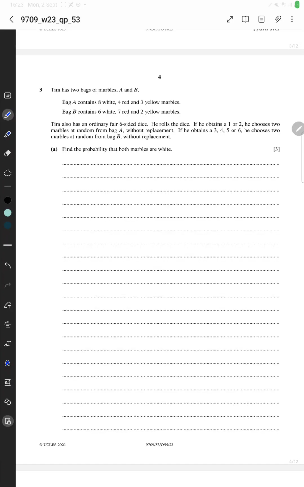Alright, so moving on to the next question. Question number 3. Tim has two bags of marbles, A and B. Bag A and bag B have different numbers of white, red, and yellow marbles. So this is where the process is starting, so you have to read this very carefully.